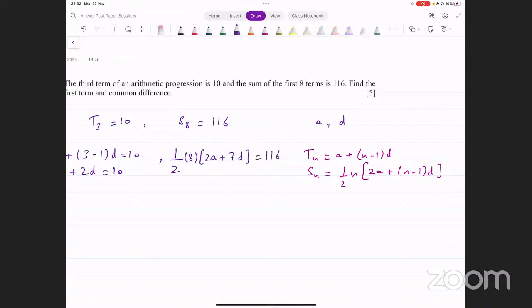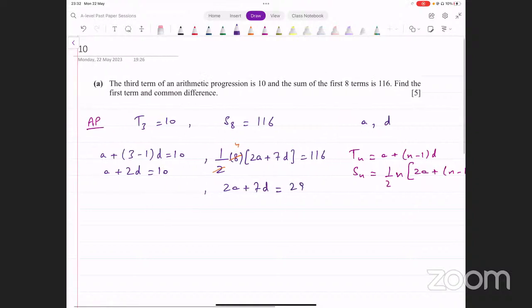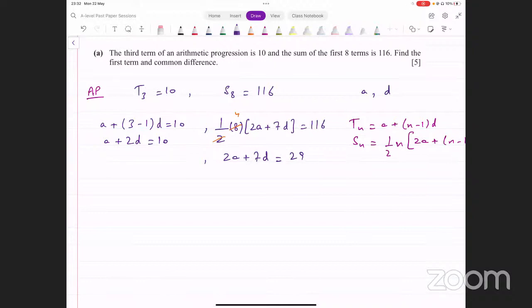इससे एक और equation आ जाएगी. ये cancellation हो जाती है यहाँ पे. This is 4, 4 goes to the other side. 116 over 4 क्या हो जाएगा? Let's figure that out. 116 divided by 4, that's 29. This is the second equation that we have. All you have to do is solve these two equations simultaneously, and that will give you the result.